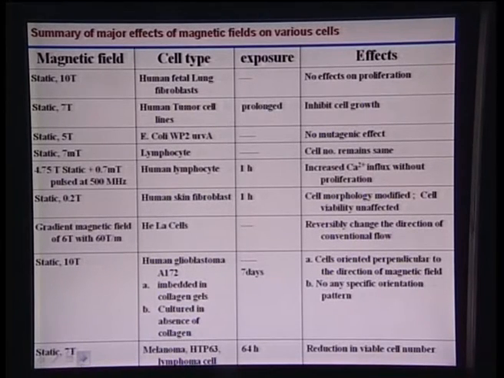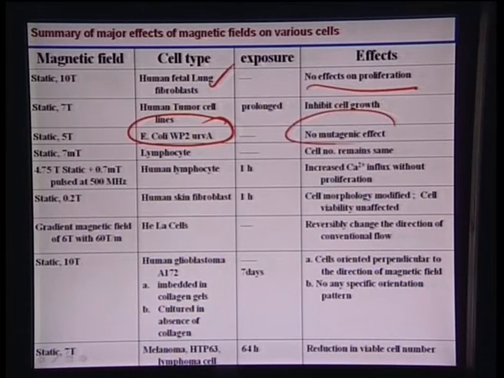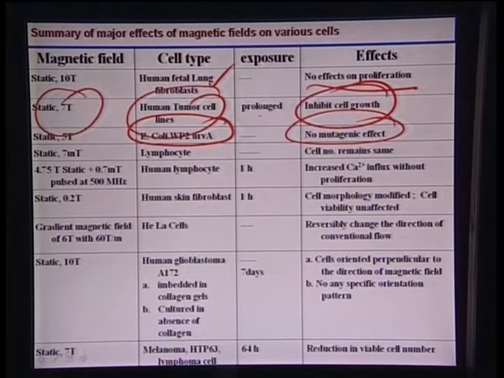Okay. Now, there are different effects. This table shows the summary of the major effects of magnetic fields on different cell types. What it says is that if you apply a static 10 Tesla magnetic field on human fetal lung fibroblast cells, there is no effect on proliferation. If we apply a 5 Tesla field on E. coli bacteria, no mutagenic effect. If you apply a 7 Tesla field on human tumor cells, it inhibits cell growth, and that is quite good. So, the major message from this slide is that depending on the magnetic field strength as well as the cell type, the effect is also variable: either you have no effect on the cell proliferation, or it can inhibit the cell proliferation, or it can orient the cells also.